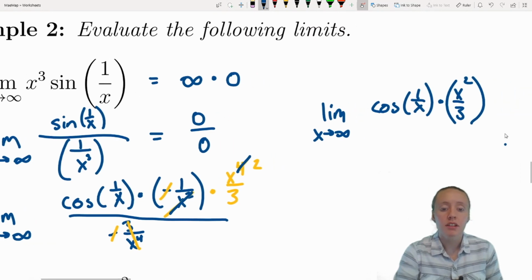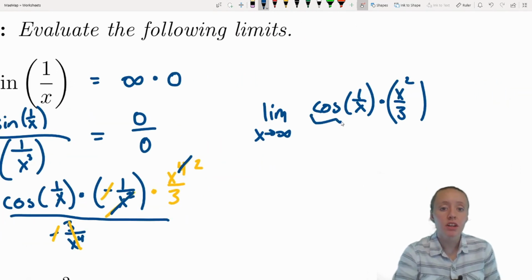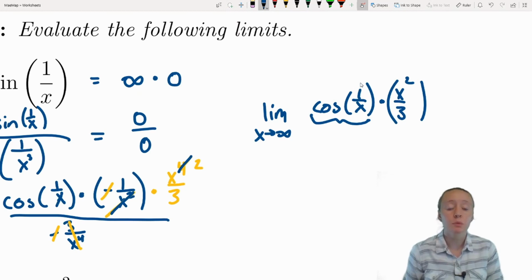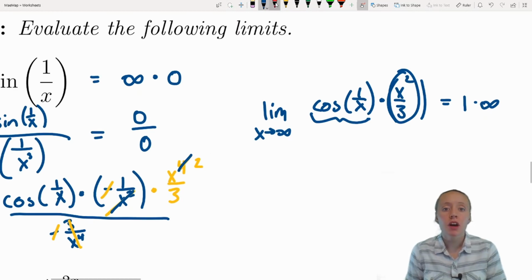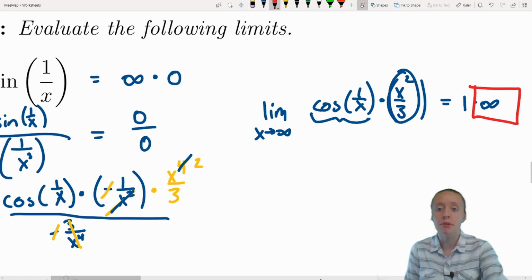And look what happens. As x approaches infinity, cosine of 1 over x, because 1 over x approaches 0, cosine of 0 approaches 1, and then x squared over 3 approaches infinity. So this limit, we know, approaches infinity. Let's continue on to the next problem.